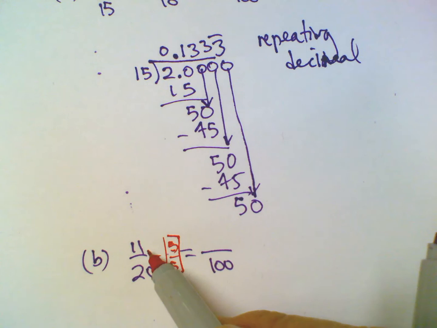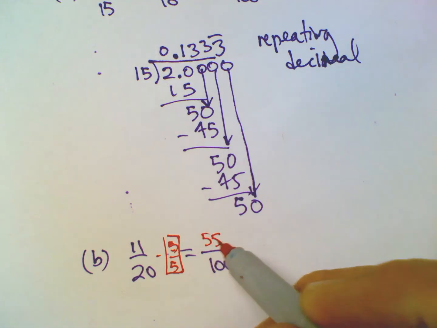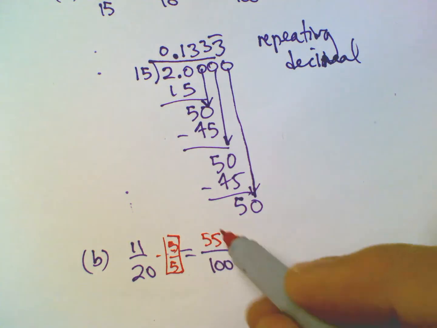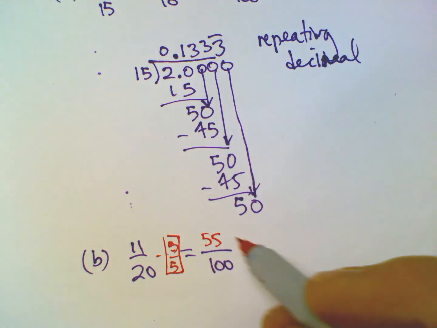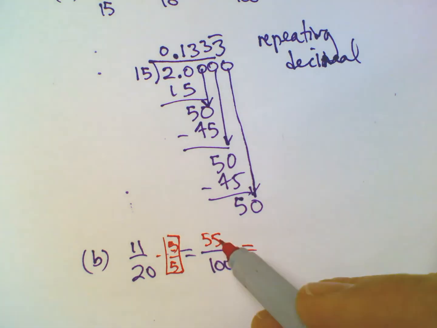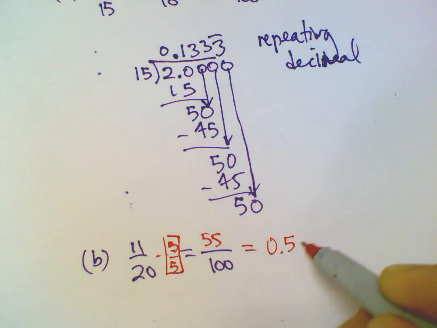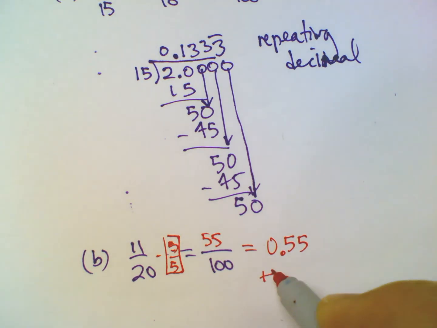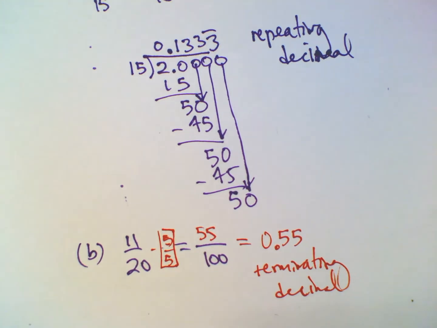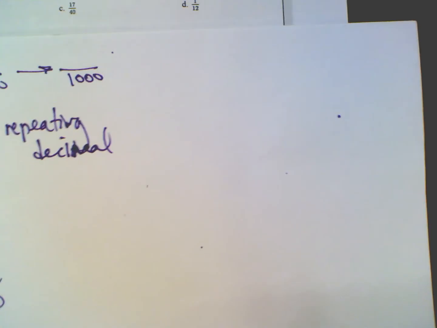20 times 5 is 100. 11 times 5 is 55. So my new fraction is 55/100. And remember, reading a fraction is reading a decimal when it's hundredths or tenths or thousandths. That's why I want to put it over 100. 55 hundredths as a decimal is written as 0.55. So yes, this is a terminating decimal. And how do I know? I just showed you. That's my proof. So when it says show how you know, just do the math and show how you know.